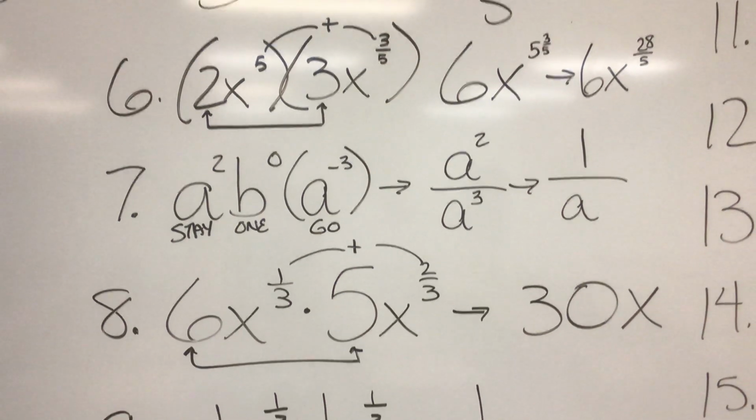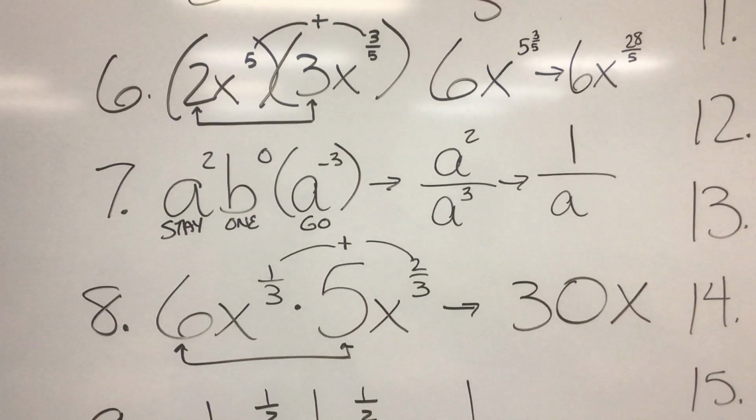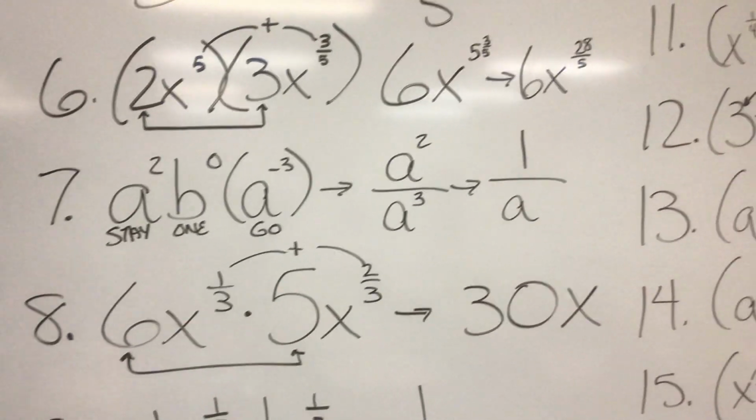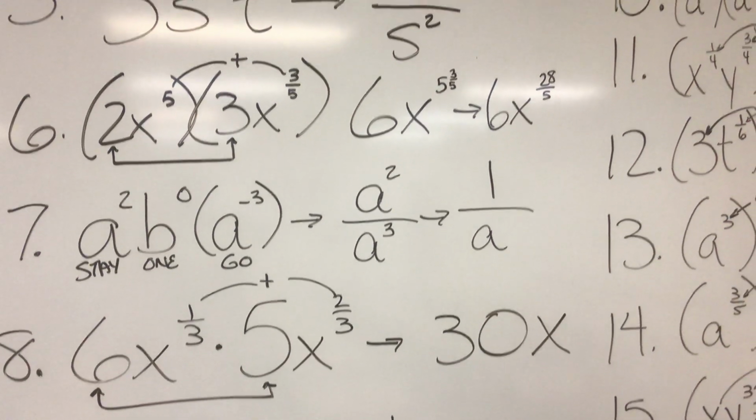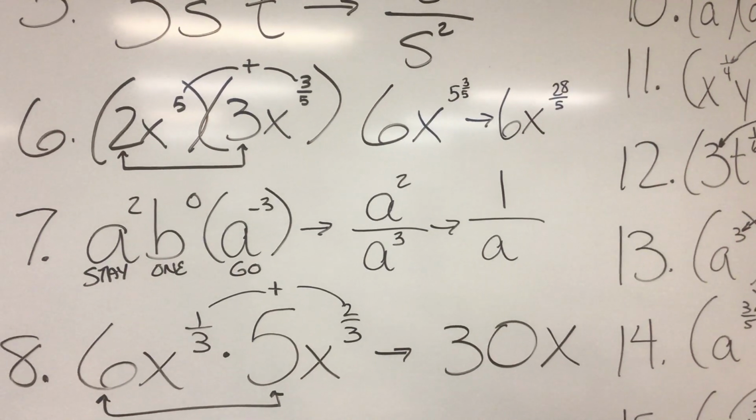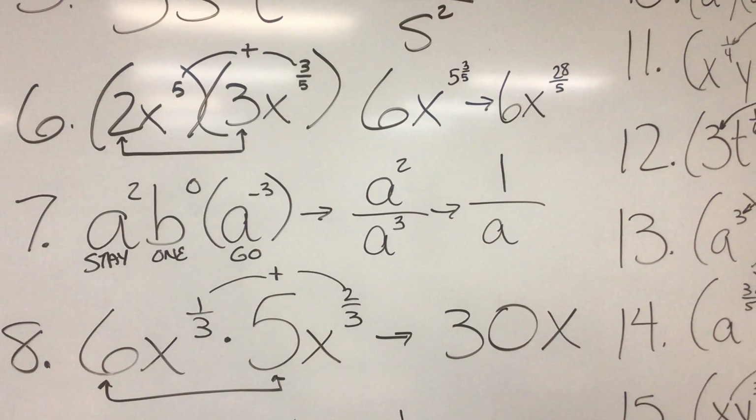If I have 2 a's up top and I have 3 a's on the bottom, once I reduce, I'm going to be left with 1 a on the bottom and then just the number 1 up on the top to hold that numerator open there.